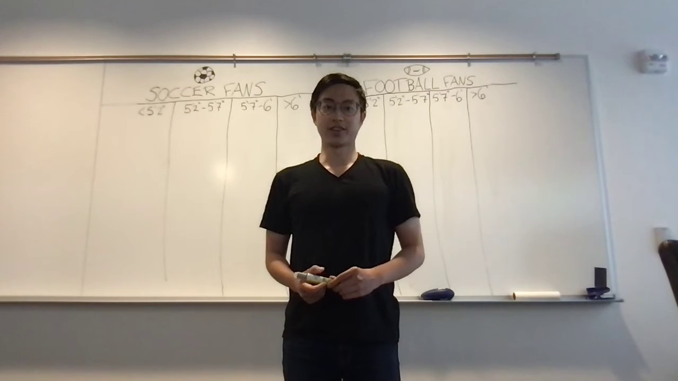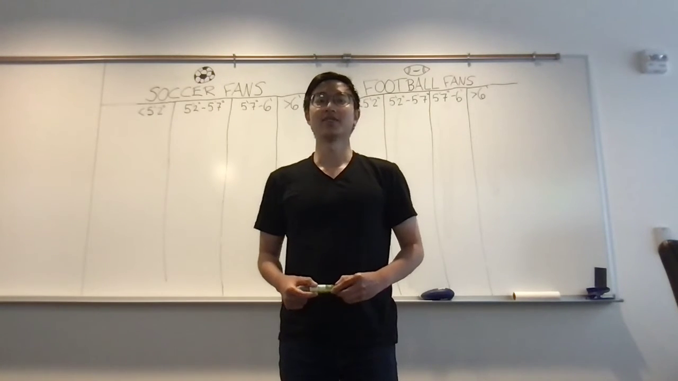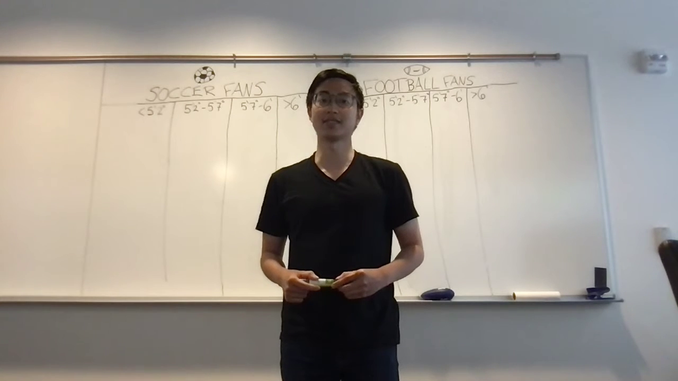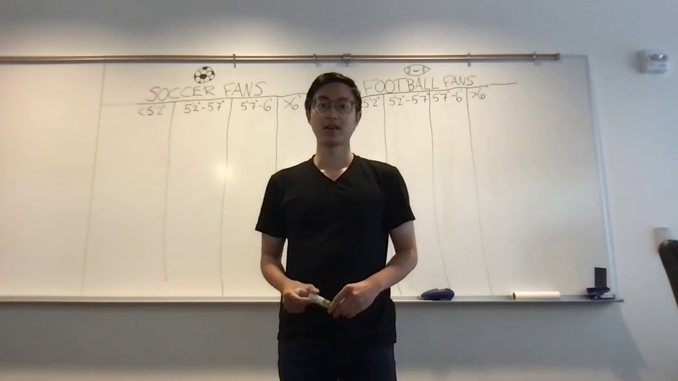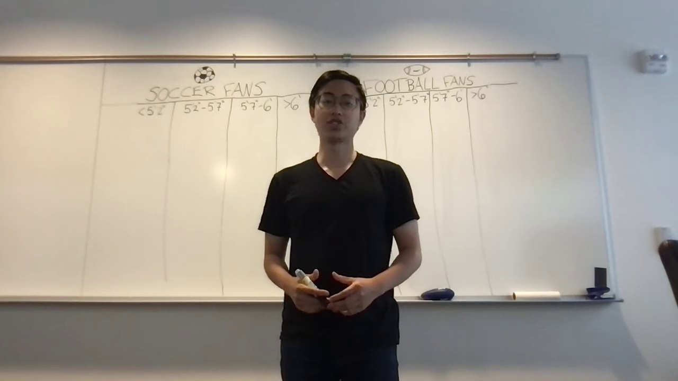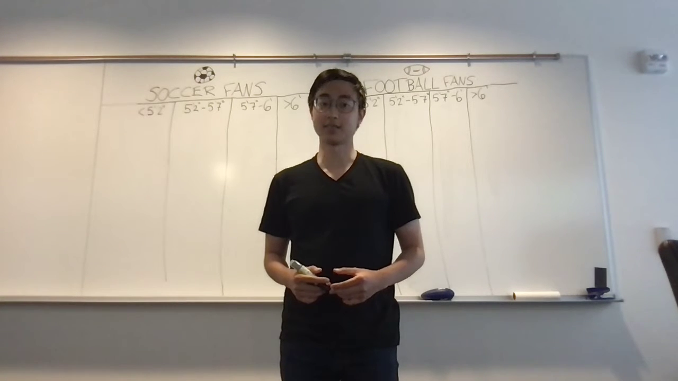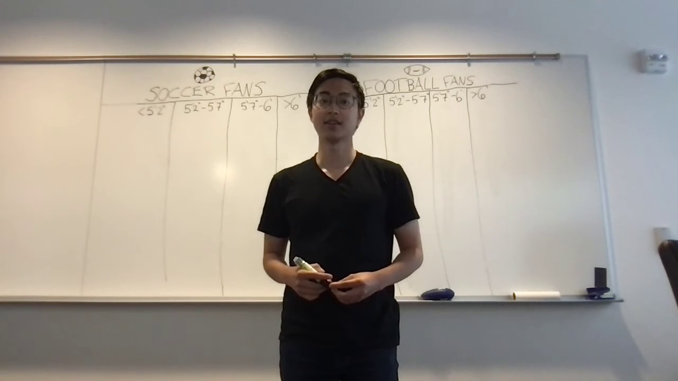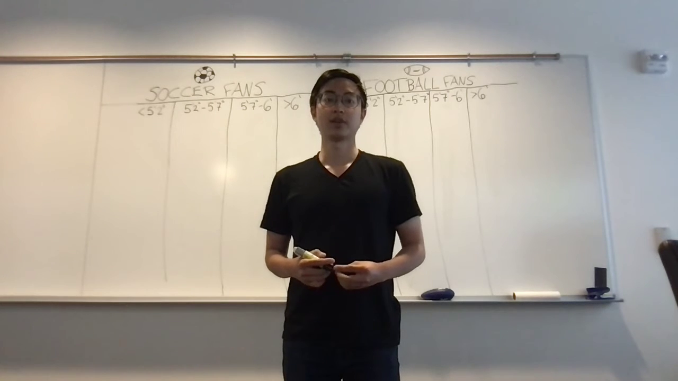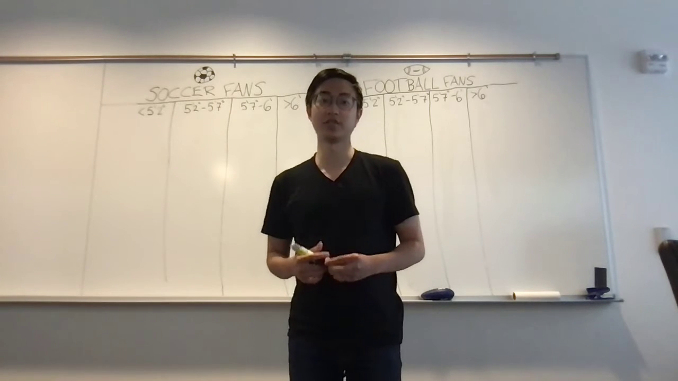This is an explanation of the human histogram activity for the systematic and statistical uncertainty lesson. The point of the activity is to introduce the idea of systematic and statistical uncertainties by demonstrating them using students as the individual data points.